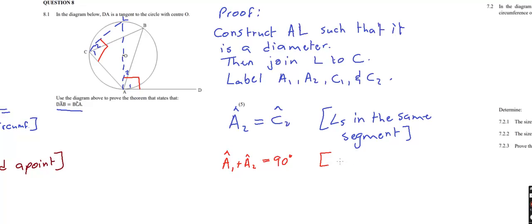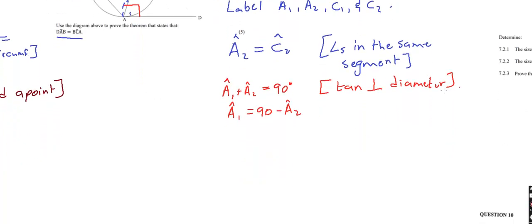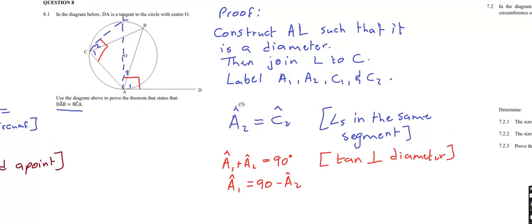Why? Because of tan perpendicular to diameter. We can try to simplify. We are looking for A1 here, so we can say A1 is equal to 90 minus A2 and leave it like that. And then we can also talk about C1 and C2.